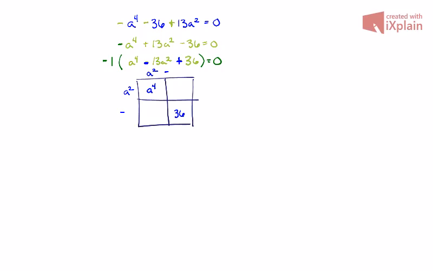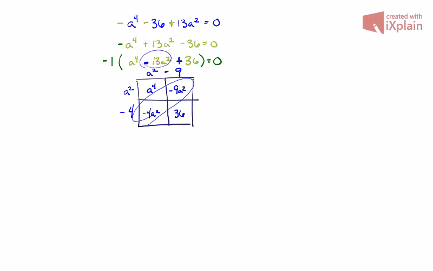So negative 9 times a squared is negative 9a squared. Negative 4 times a squared is negative 4a squared. If we add these up, we do get a negative 13a squared. So the good news is that we are almost done. We have negative 1 times the quantity a squared minus 9 times the quantity a squared minus 4 equals 0.